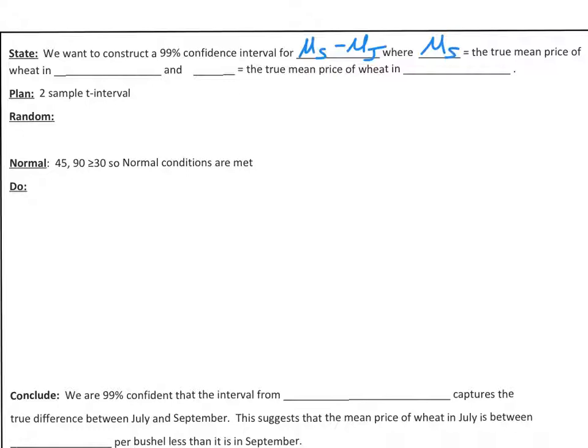Mu sub s, which remember you could call these 1 and 2. I've seen that in class already, that some of you just go 1 and 2 and then define them as 1 and 2 and figure out the order that you want to do. It's the true mean price of wheat in September, and mu sub j is the true mean price of wheat in July.